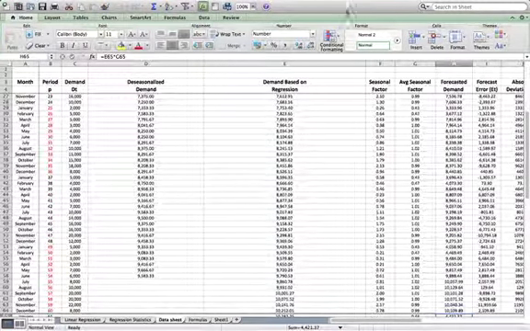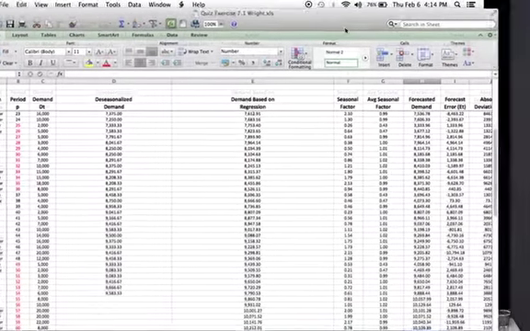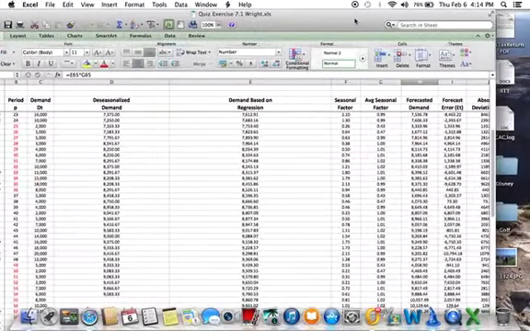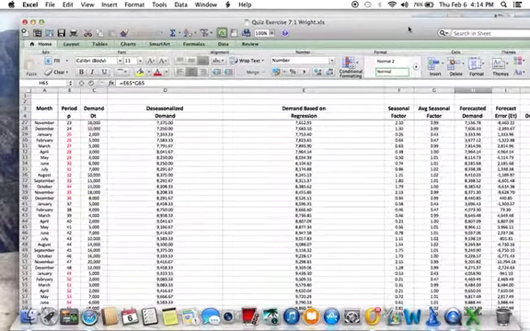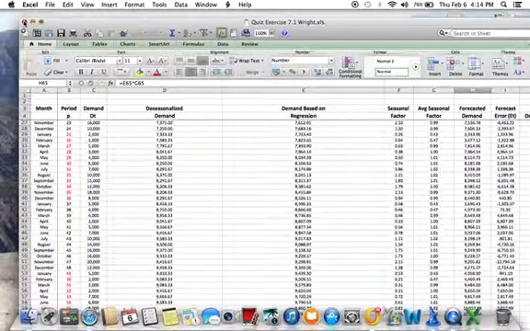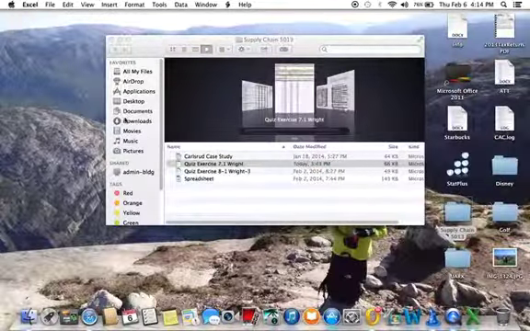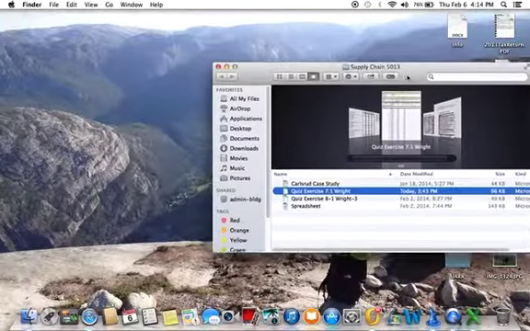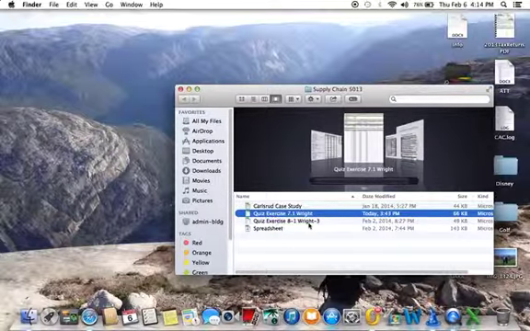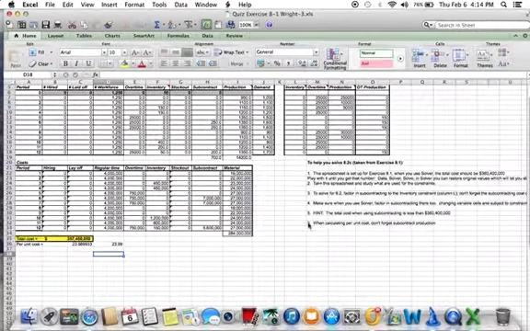All right, so that concludes 7.1. Let me just get out of this, and then we will go to the 8.1 spreadsheet. So I'll close that. 8.1.